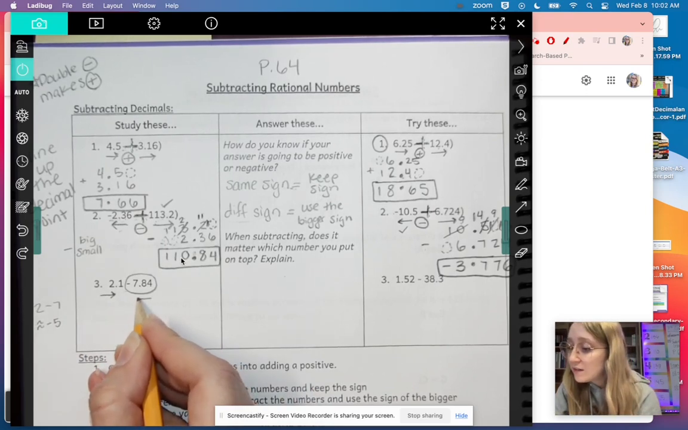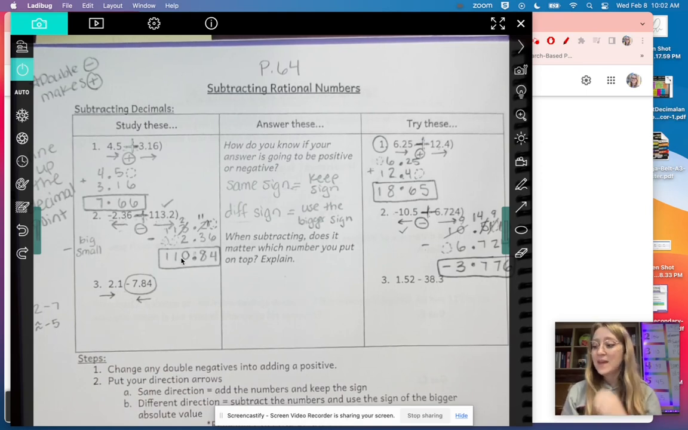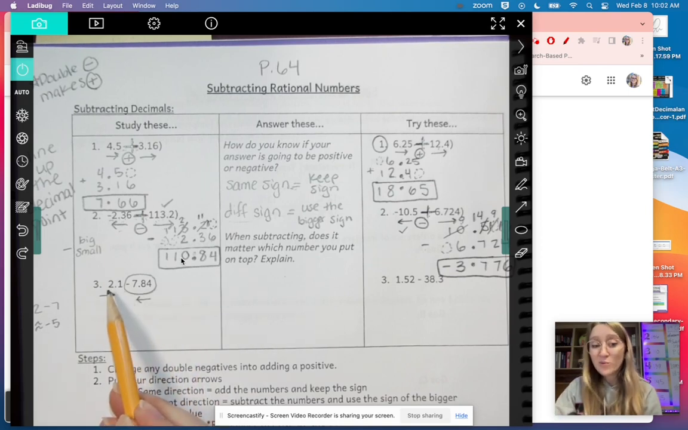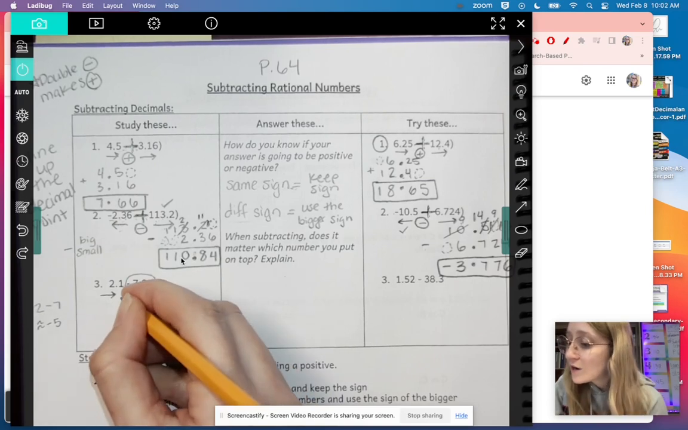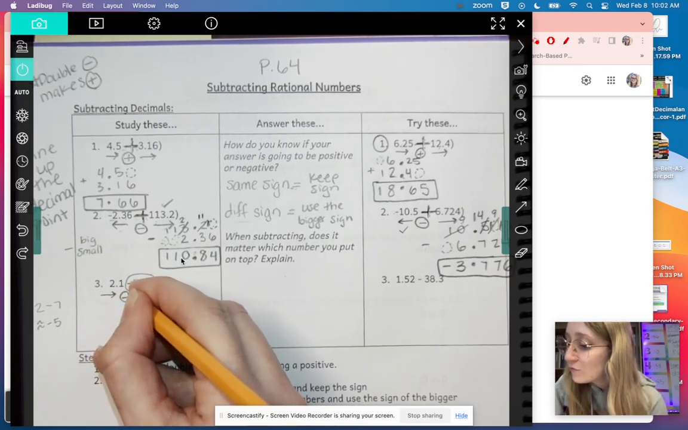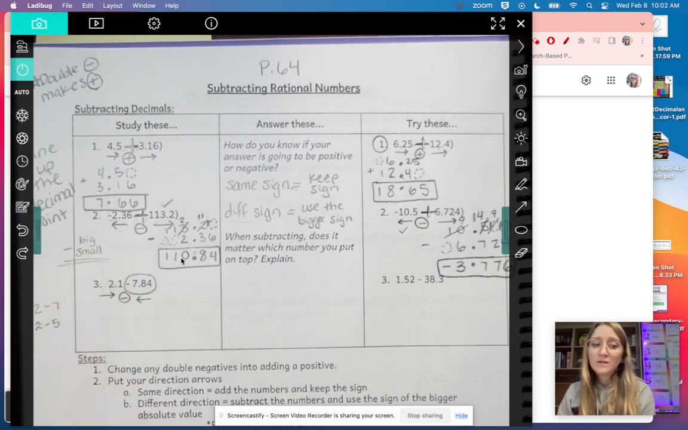This one is moving left. So this becomes a different sign problem. Essentially what we did, if we remember that subtraction is just adding the opposites, we're calling this 2.1 plus a negative 7.84. So those are different signs, different directions. We're going to subtract. Don't forget that it's going to be big minus small.